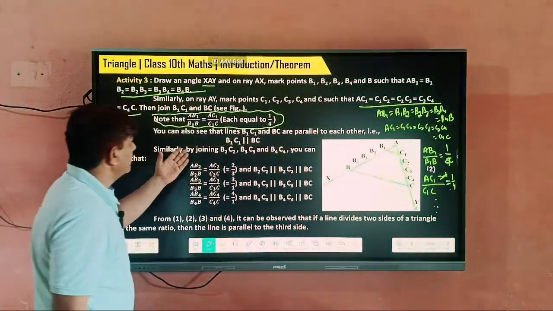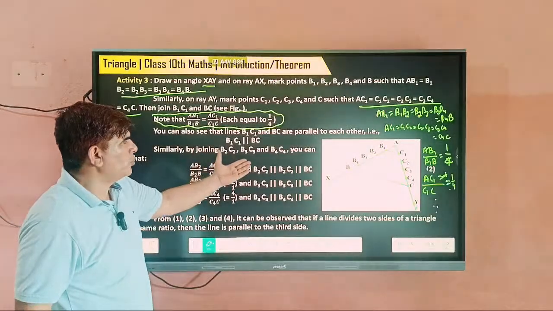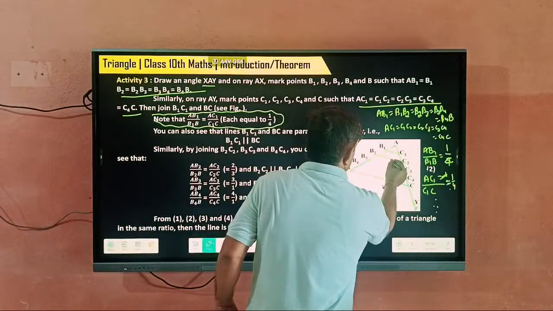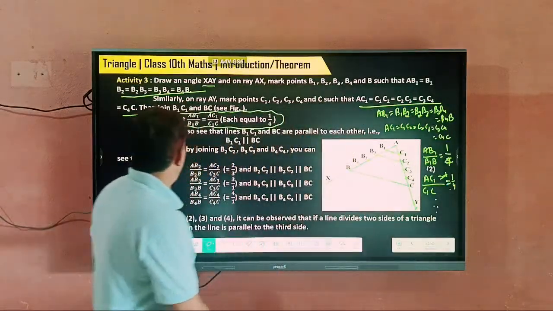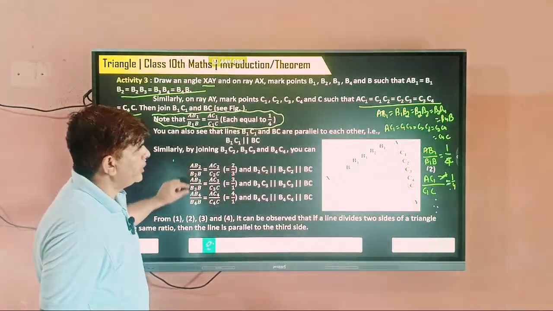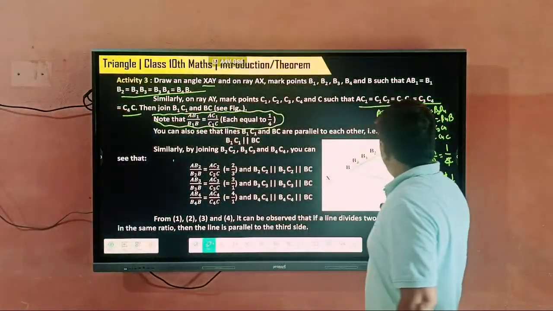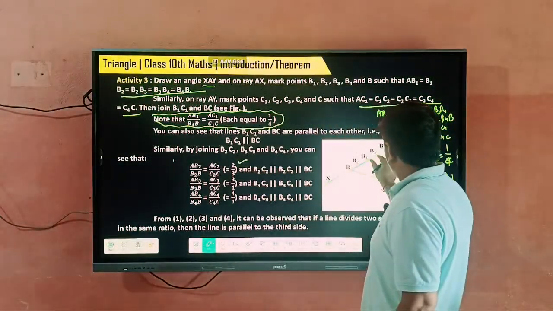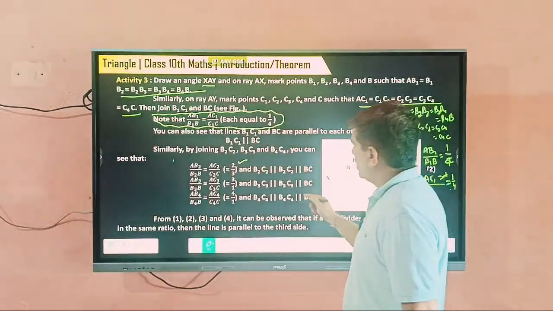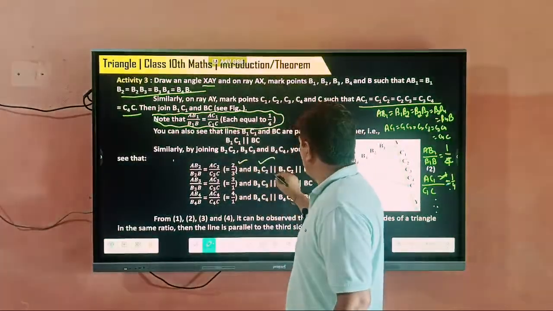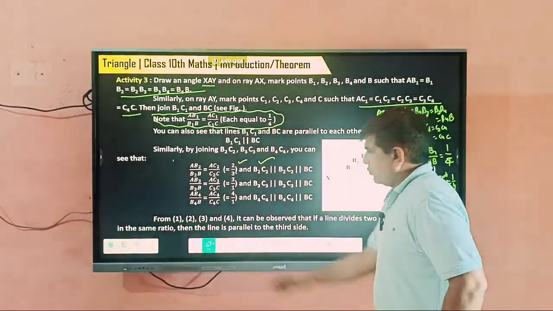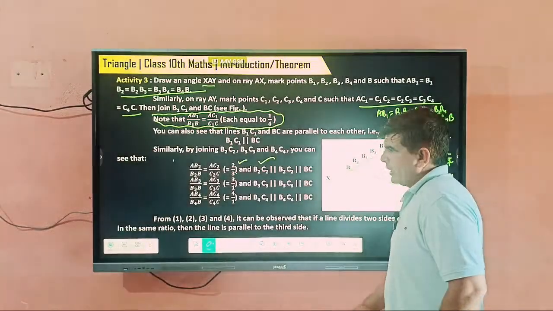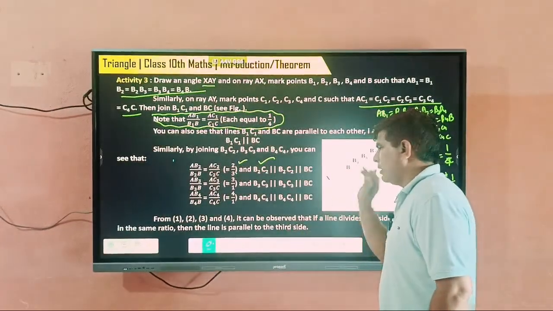The same process is used here. Similarly, by joining B2, C2, what becomes AB2 by B2B? AB2 is 1 step, 2 steps, so 2 is written, and B2B is 1, 2, 3, so 3 is coming. So B2C2 is written parallel to BC. So from the first, second, third, fourth, it can be observed that if a line divides two sides of a triangle in the same ratio, then the line is parallel to the third side.